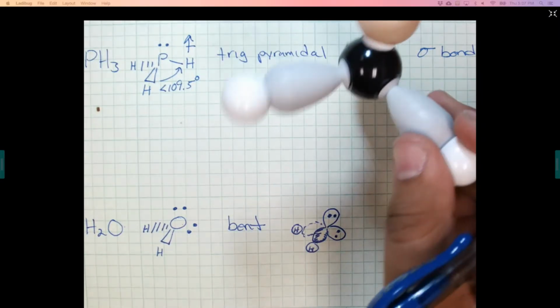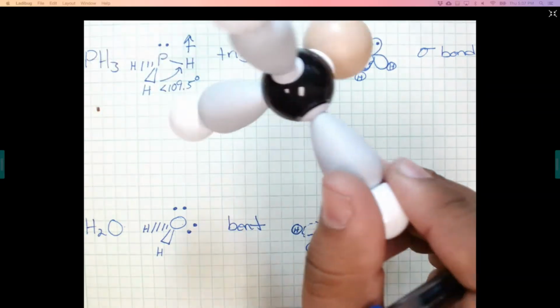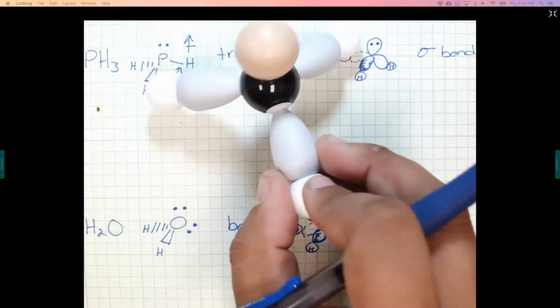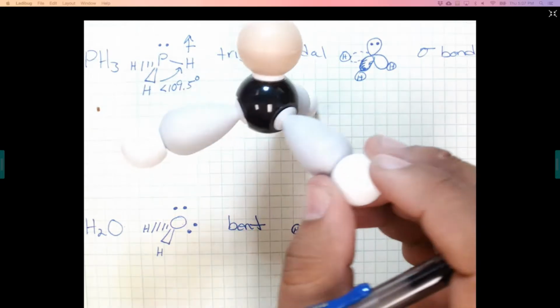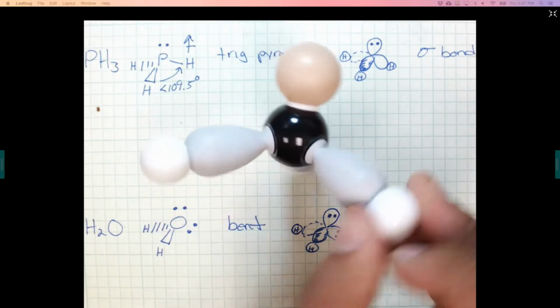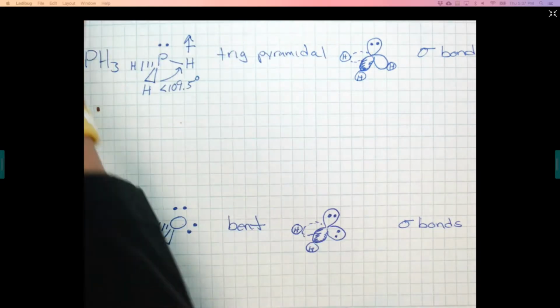Again, the model here shows tetrahedral geometry on the electron domains, but trigonal pyramidal geometry because we have one lone pair. Again, the lone pair is represented by the brown sphere.